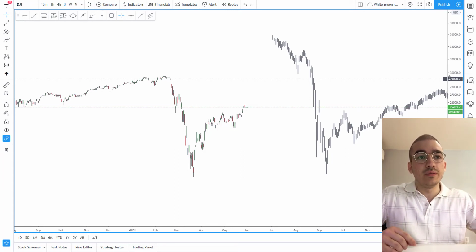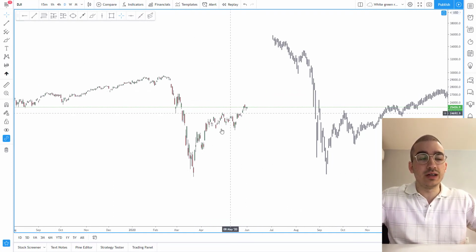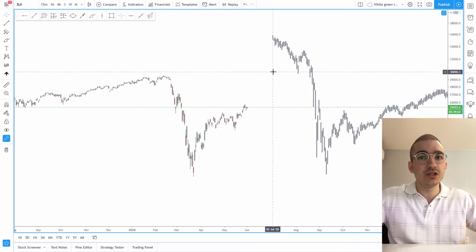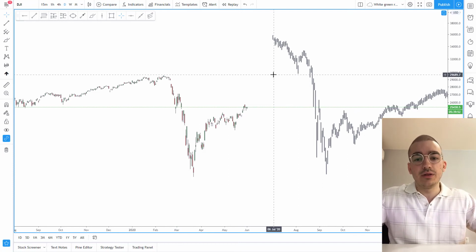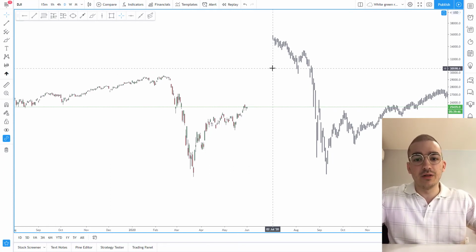So as long as we stay up and as long as this keeps going up in this kind of move right here that we're getting, I'm not interested in selling this because the market can stay irrational for longer than you can stay in control, right?